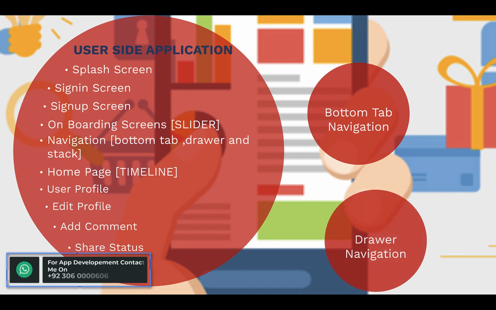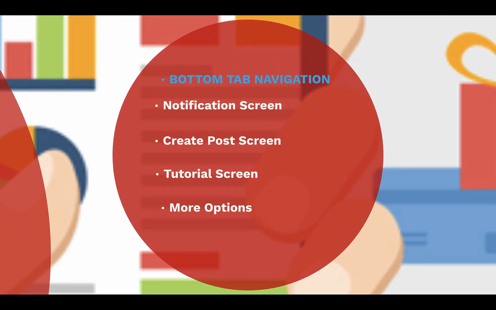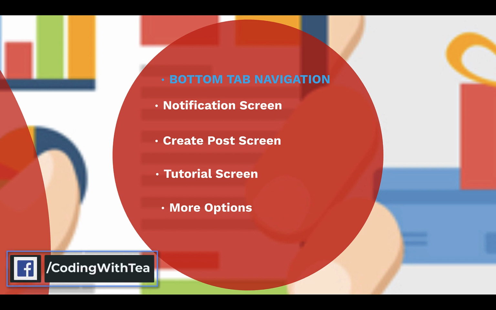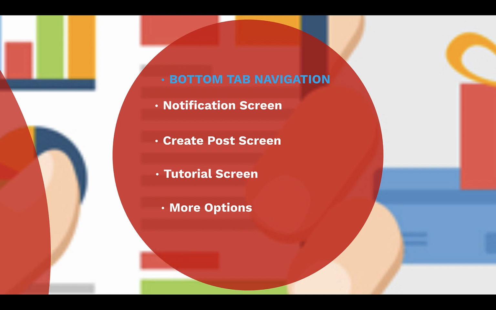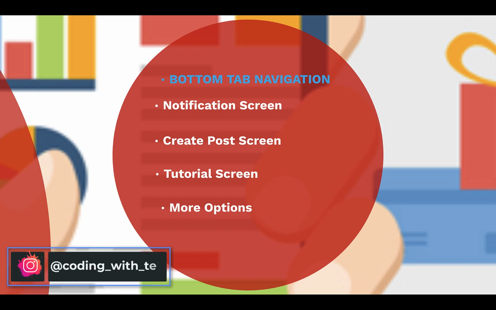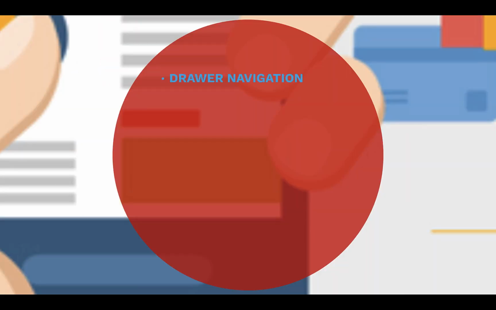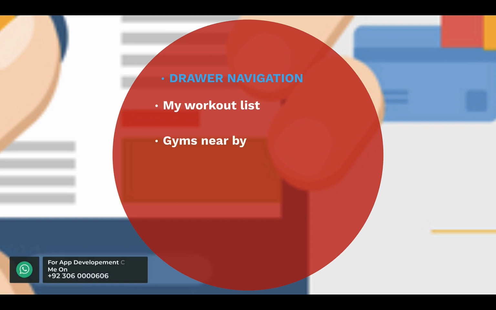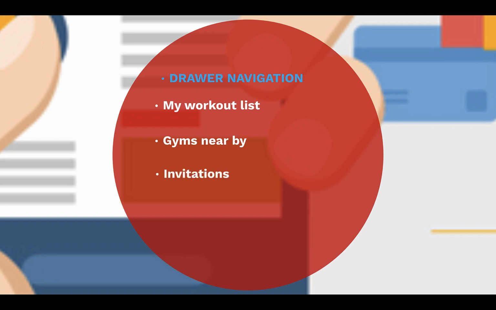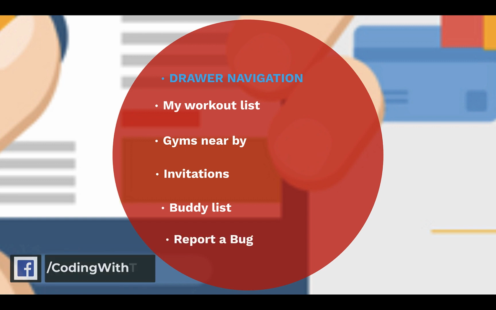Now, let's jump into the bottom tab navigator. In the bottom tab navigator, we'll have 4 different screens: the notification screen for notifications, the create post screen for creating a post, the tutorial screen, and more options. In the drawer navigation, we'll have many options, but a few are my workout list, gym nearby, invitation or buddy list, and report a bug, where people can report a bug.